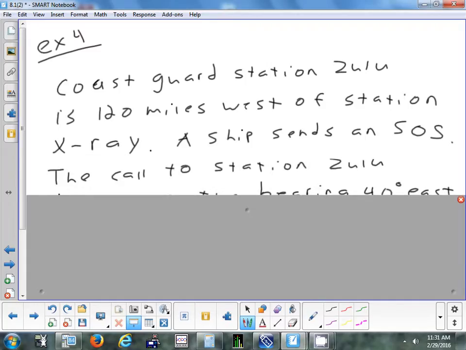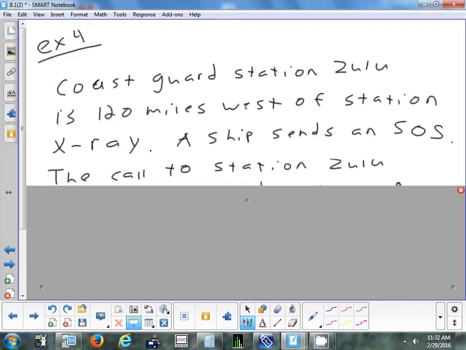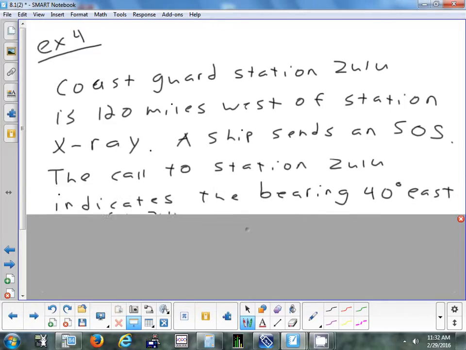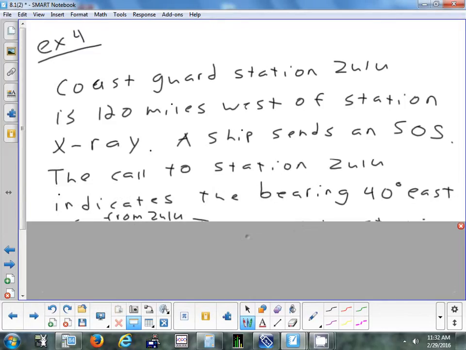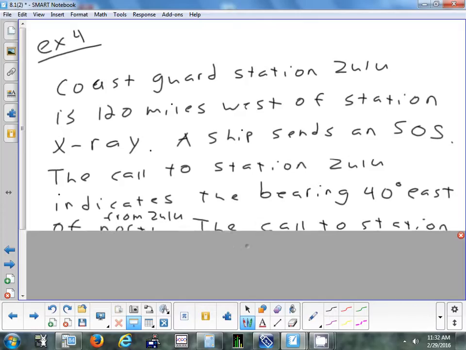All right, so the ship sends out an SOS, and each station can hear the signal. The first station hears the signal, and they're able to indicate that the signal is coming into their station at a 40-degree angle. And it's coming in at a 40-degree angle east of north, from the perspective of their station. So we'll sketch that in a minute.